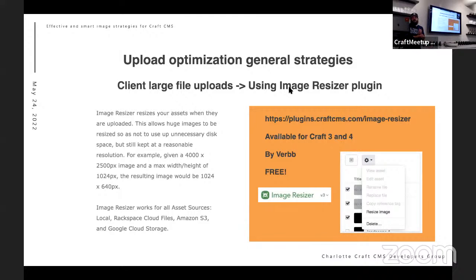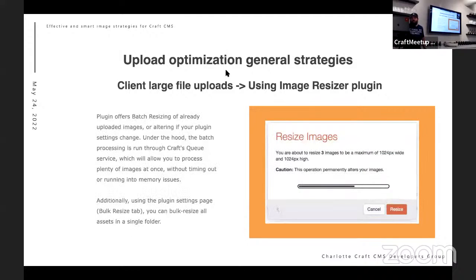And I encourage use of this, even if you have a very savvy client that is doing things right, because a human is going to make mistakes. And if you can have these bumpers in place, that is, given a 4,000 by 2,500 pixel image and a max width height of 1024, resize it automatically as it goes up onto the CMS, automated, that's awesome. It works for every type of asset source you could have, whether it's local, Rackspace, S3, Google Cloud Storage, any of that. It offers batch resizing of stuff that's already uploaded to the CMS.